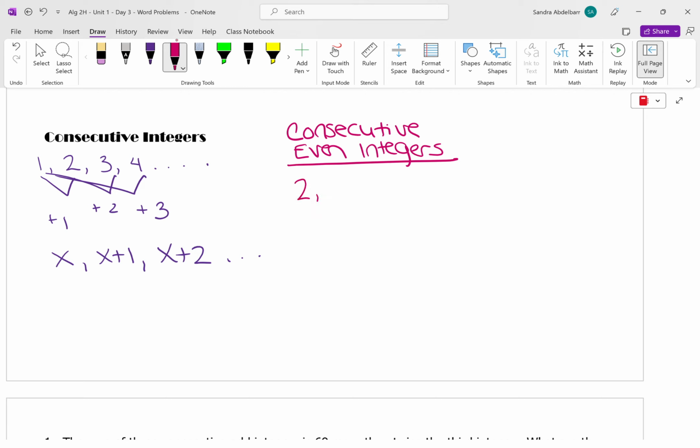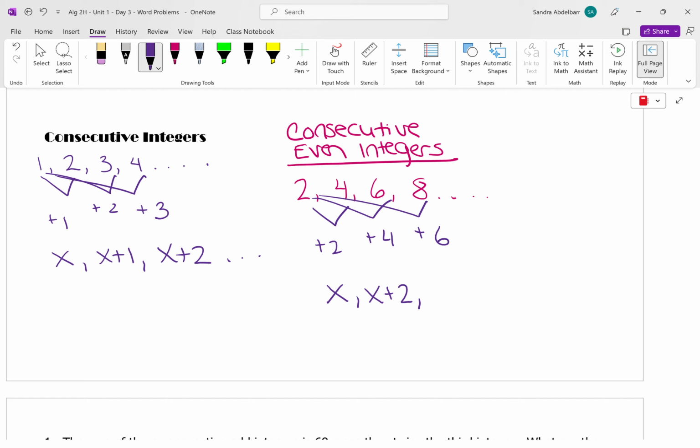All right, let's talk about consecutive even integers. Do we agree it's 2, 4, 6, 8, so on? Okay, to get from 2 to 4, how many are we adding? Good, 2. To get from 2 to 6, how many are we adding? 4. To get from 2 to 8, how many are we adding? 6. So if my first even integer is x, my second consecutive even integer is going to be x plus 2. My third consecutive even integer is going to be x plus 4, and so on.